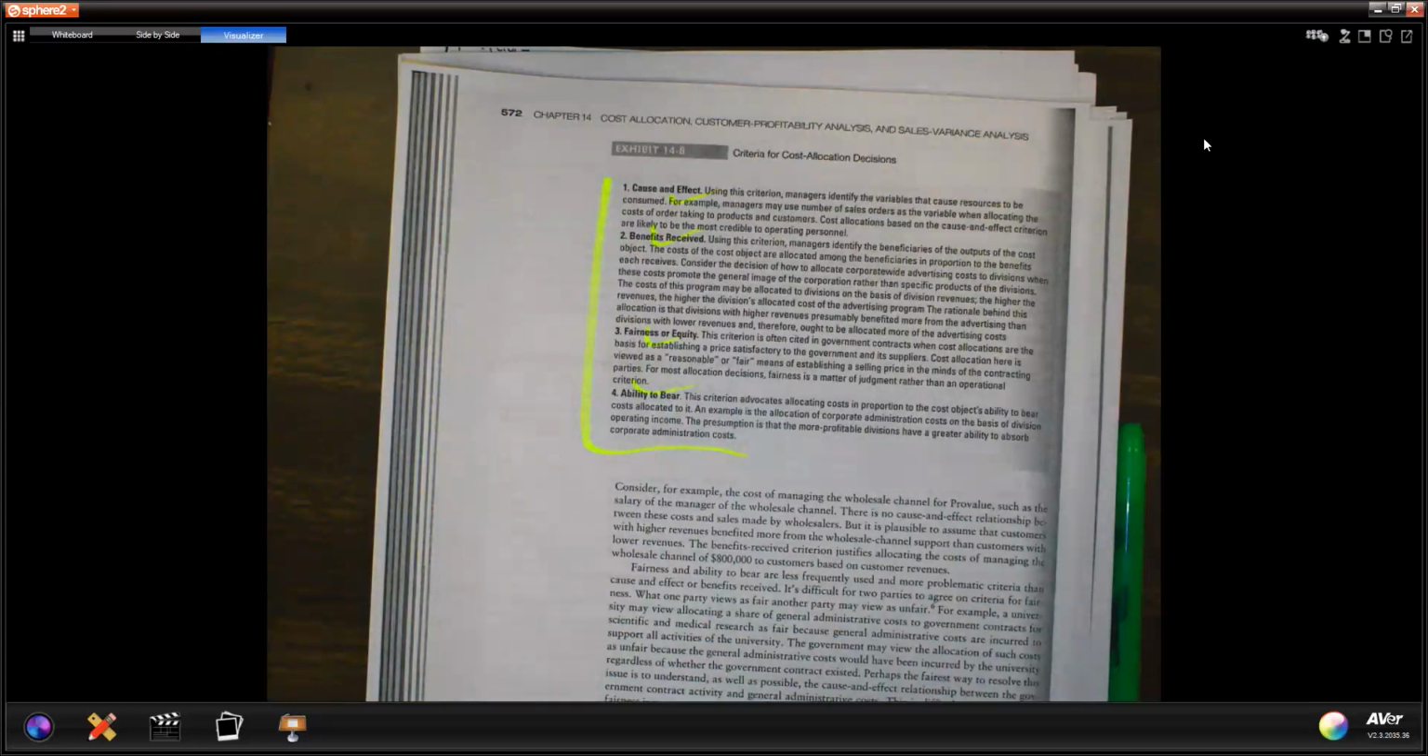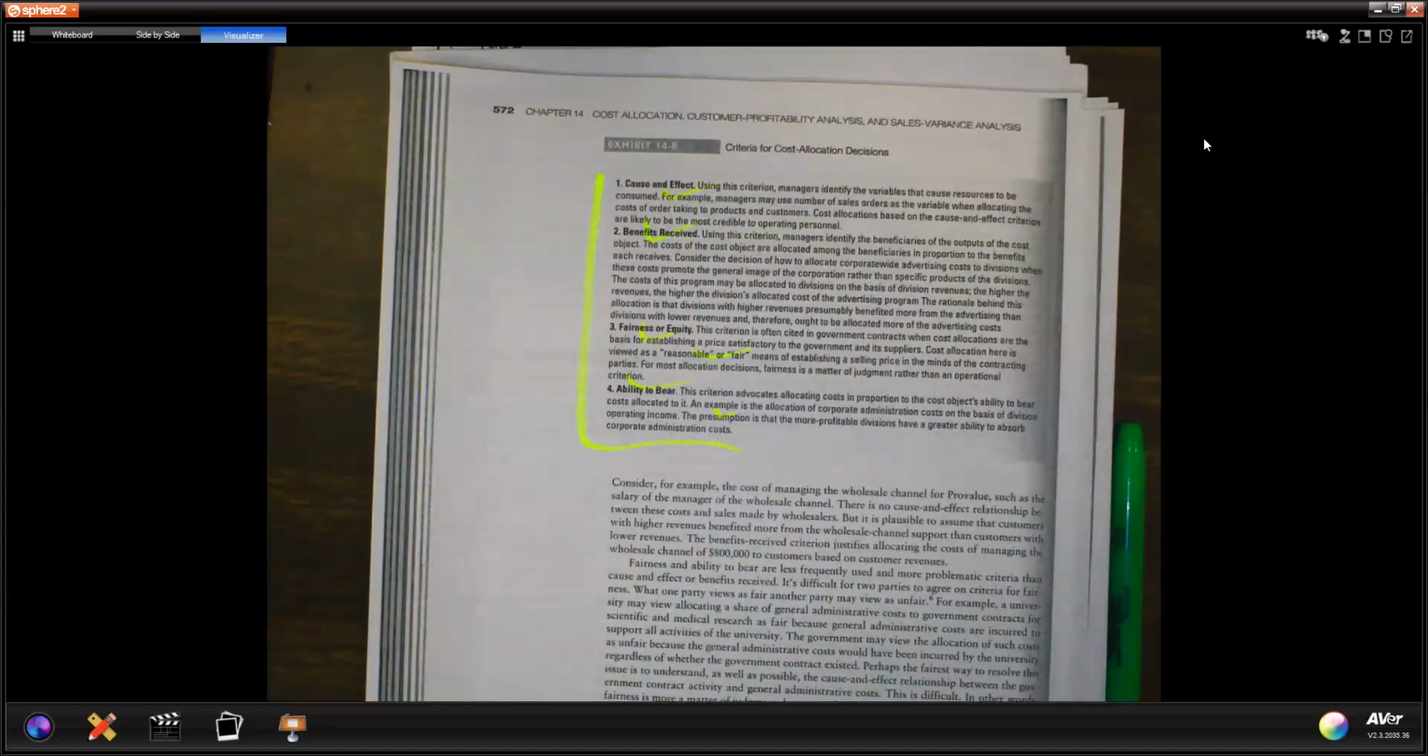And fairness or equity, we said that one is when you do business with the government. If both think that's fair, then that's okay. But we said that's more like a personal judgment. And the ability to bear: I personally don't really like it, but the argument is you have two channels, and the first channel is doing much better than the second channel. When you allocate the cost, you want to allocate more to the first channel because you think it can bear the extra cost.